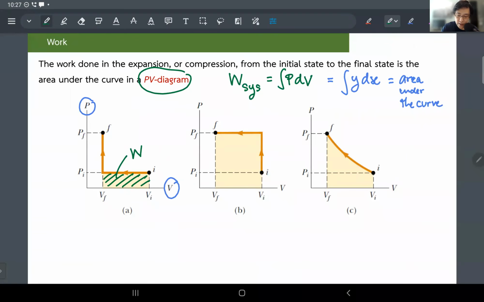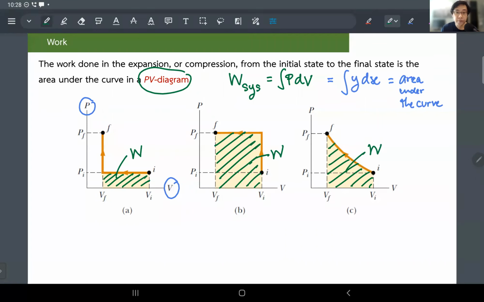Here we go. If you look at this, second one, don't worry, I'm just going to find the area under the curve, and that will give you my W. If it's a curve, I don't care. I just integrate, finding the area under the curve, and I'm going to get my W. Okay, cool. That's one thing that you have to be able to make the connection with.